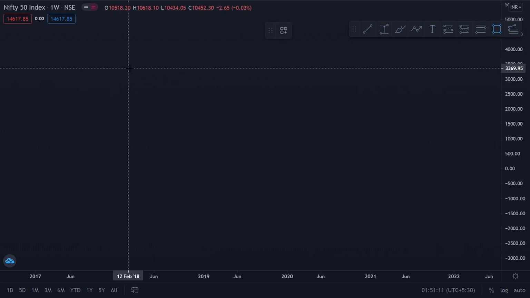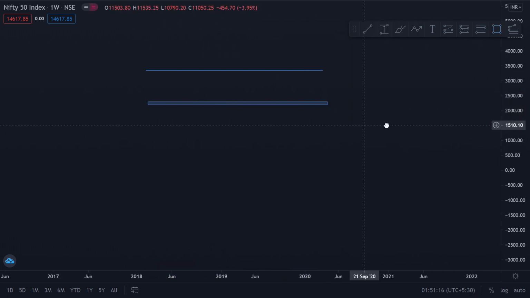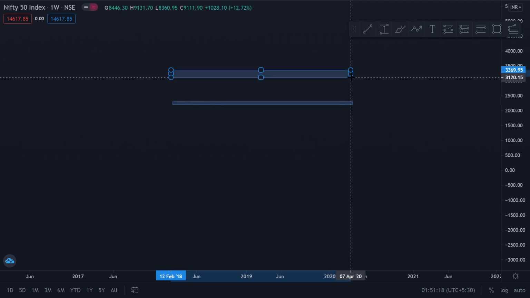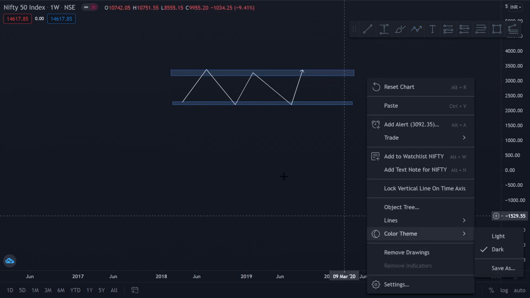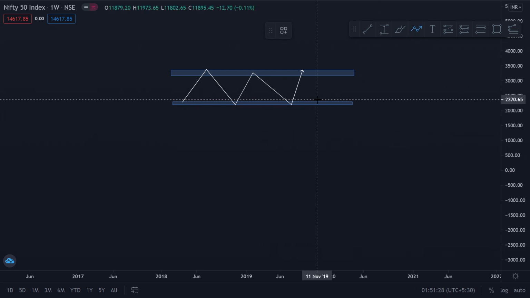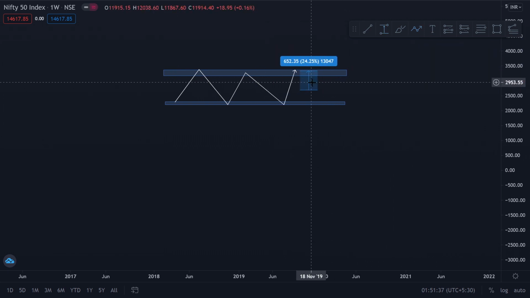So support and resistance, as you all know, is always an area. It's never a single line. Support and resistance is an area, and price moves between support and resistance, up and down. So this is the resistance, this is the support. Sometimes this is not always necessary. Price may also break out sometimes on the upside, and price may also break down on the downside.